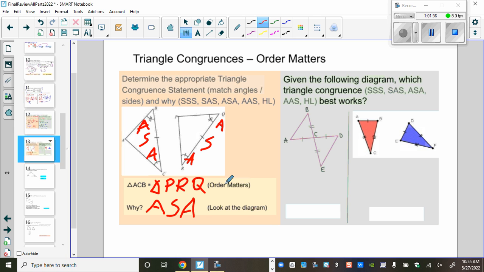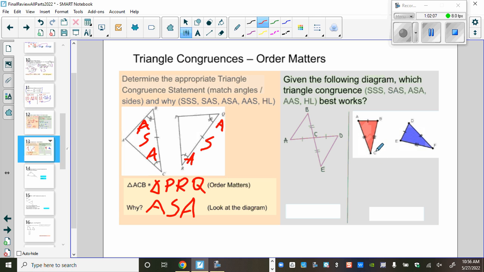Now these next two, you're going to be given the diagram, and you have to determine only by the diagram which option works. But sometimes you're going to have to do a little thinking. Now, we'll focus on this one here first.